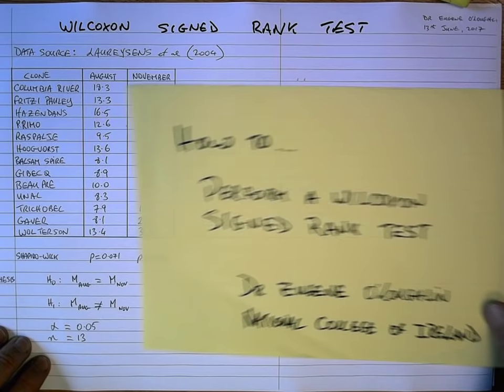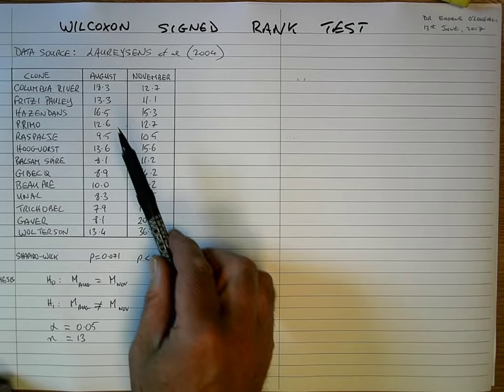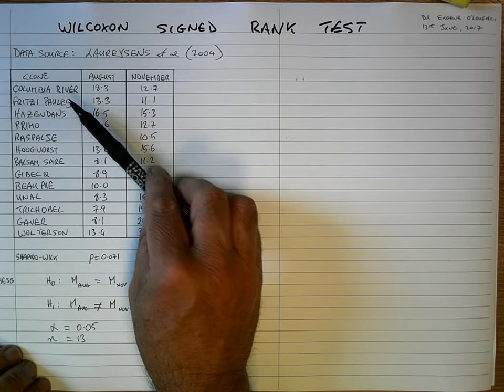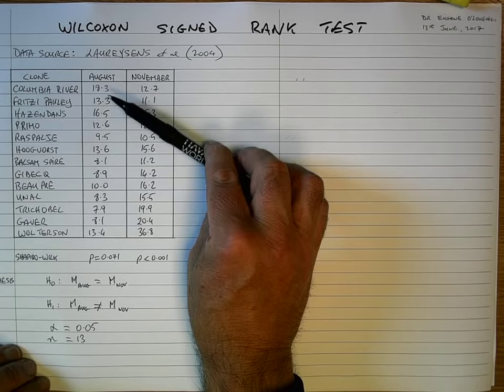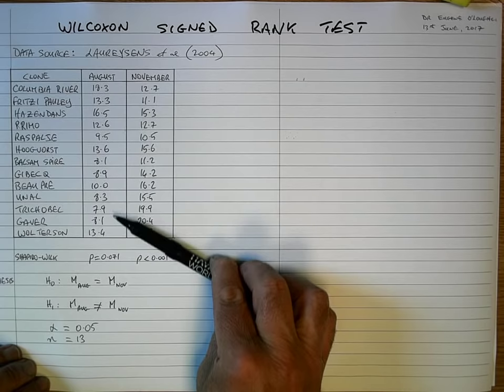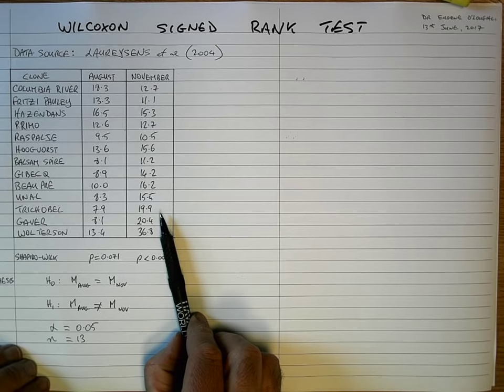So before we start any calculations, let's take a look at some data. Here we have some sample data from Laureysens et al. from 2004, and these are examples where the measured content in the wood of 13 poplar tree clones growing in a polluted area was taken in August and in November. The figures here represent the concentrations of aluminium in micrograms of aluminium per gram of wood. We'd like to determine if there's a significant difference between the August and November figures.